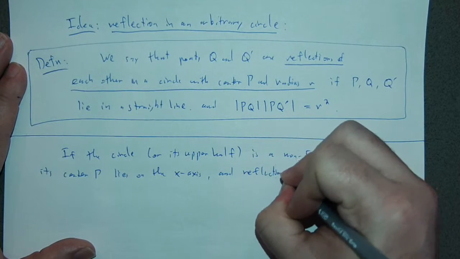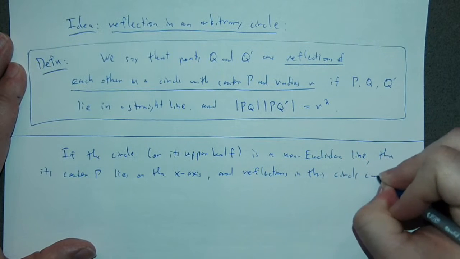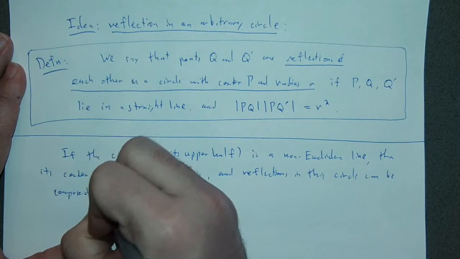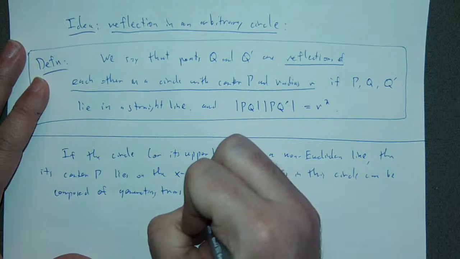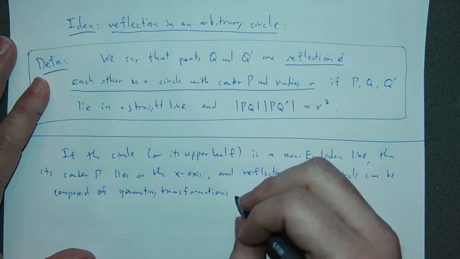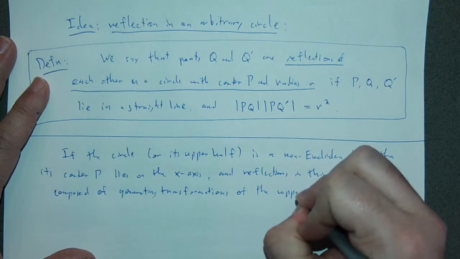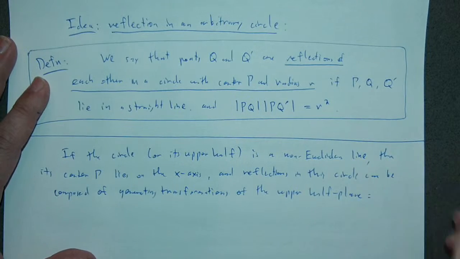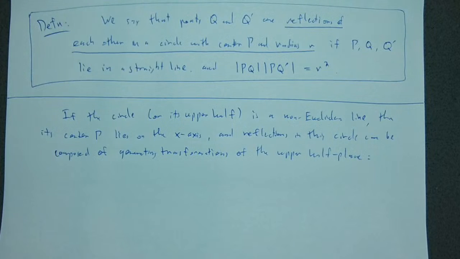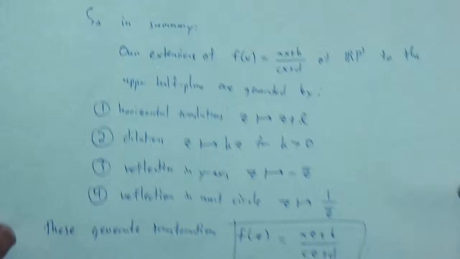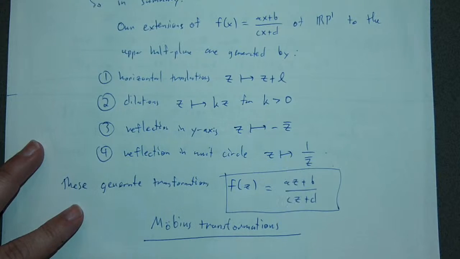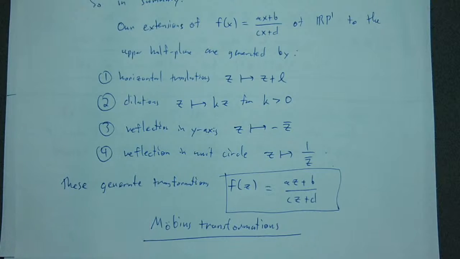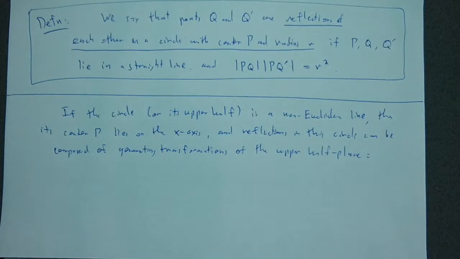So, reflections in this circle can be composed of generating transformations. So remember, we have a list of these, the generating transformations of the upper half plane. So first of all, let's remind ourselves what the generating transformations are, and then we'll see how this is done. So my list of generating transformations, if I can dig it out of my pile of notes here. Okay. Here's my list of generating transformations. There's horizontal translations, the dilations where k is positive, reflection in the y-axis, and reflection in the unit circle. So this is all we need. These generate all things that look like this, which we're calling Möbius transformations.